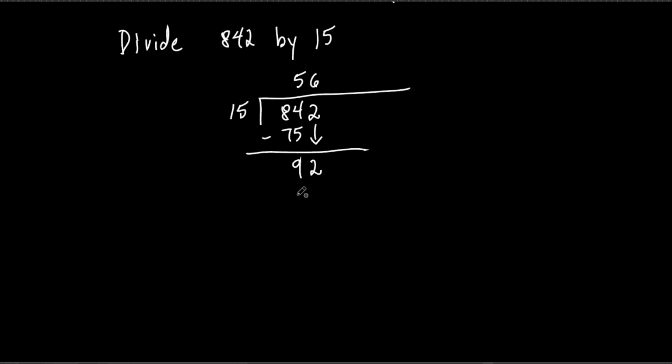So 15 times 6 is 90, and then we subtract a 90. All right, and now we do the subtraction. 92 minus 90 is 2. Do we have any other numbers to drop down? No, we don't have anything else to drop down. So what do we call this? This is our remainder.